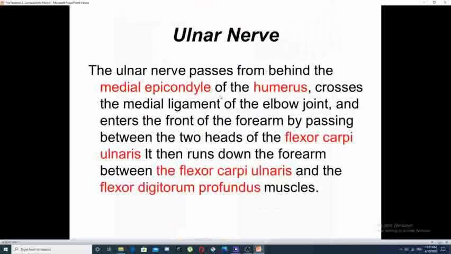The second important nerve is the ulnar nerve. The ulnar nerve is a branch, as you know, from the medial cord of the brachial plexus. It enters the forearm after passing behind the medial epicondyle of the humerus, crosses the medial ligament of the elbow joint, and enters the front of the forearm by passing between the two heads of flexor carpi ulnaris muscle. It runs downwards through the forearm between the muscles flexor carpi ulnaris and flexor digitorum profundus.